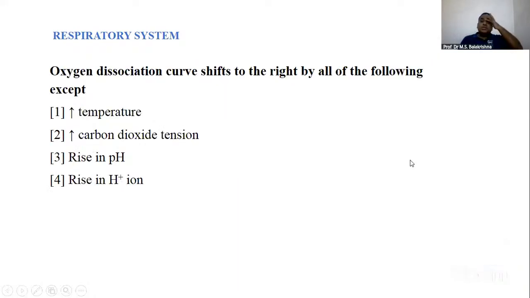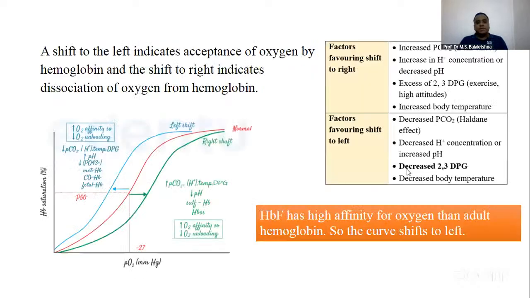Next question. Oxygen dissociation curve shifts to right. So 5 factors are there. I told you these 5 factors. You have to learn that. So it's rising pH. So these are the factors. You can see this table. Shift to right, shift to left. All those things, please learn. Do not waste time in this.